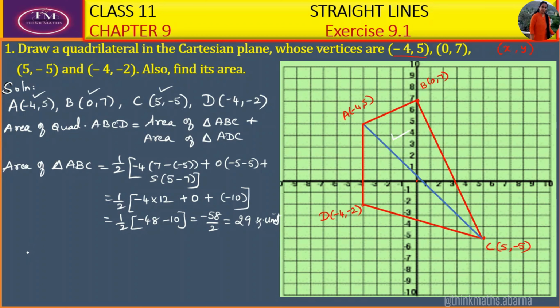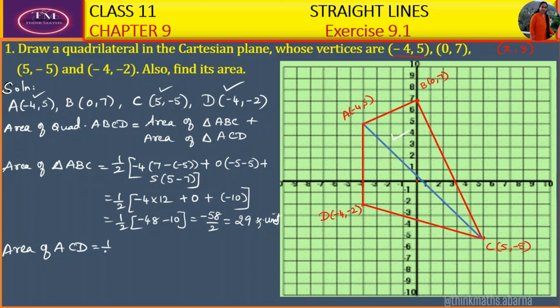In the same way, we have to find the area of triangle ADC or ACD. So we will find the area of triangle ACD in this order: A, C, D. Okay. So as we have written ACD in order, we can easily find out. So now we have this ACD.